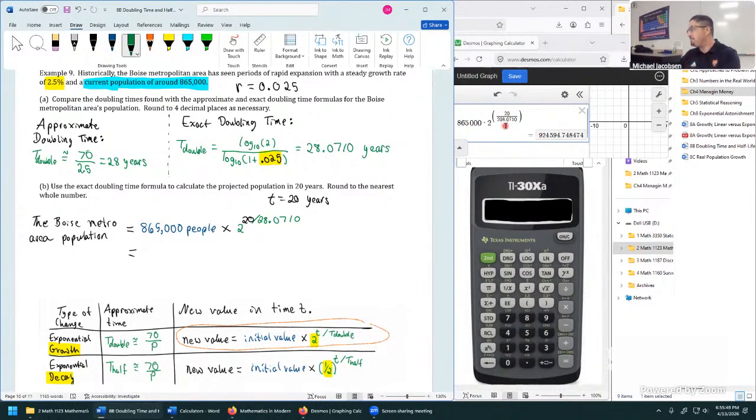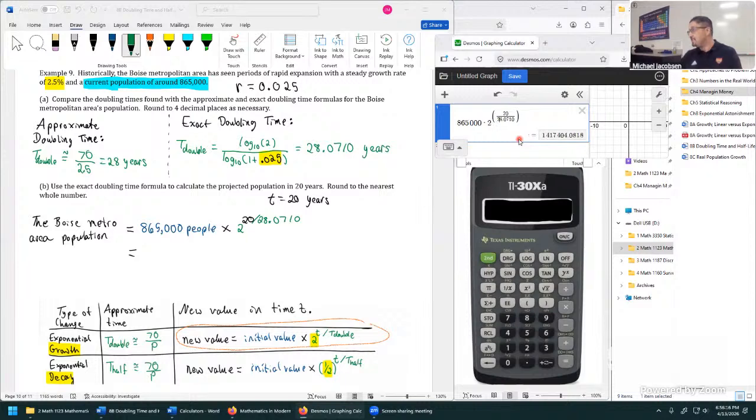Oh, I think I see my problem. What was throwing me off is the number 924,000 has barely changed from 865,000, right? They're pretty close, but 20 years has gone by, which is almost 2/3 of the way of an entire doubling time. I should have been dealing with a number way bigger than this. My mistake is in the denominator. I put 208 instead of 28.